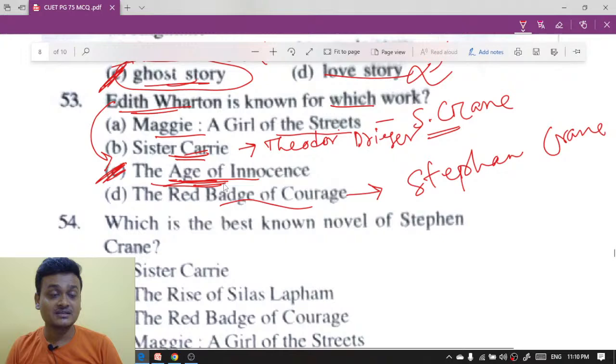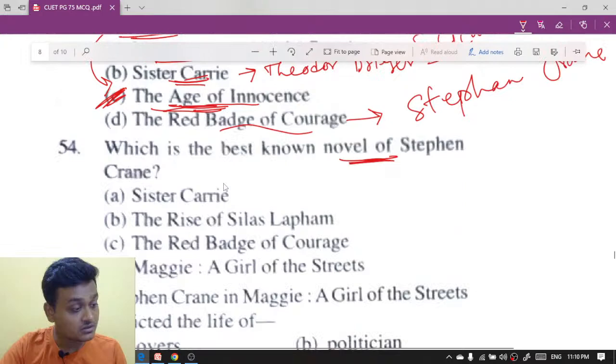Next question. Which is the best known novel of Stephen Crane? The options are Sister Carrie, The Rise of Silas Lapham, The Red Badge of Courage, Maggie, A Girl of the Streets. So Stephen Crane's best known novels are actually these two, The Red Badge of Courage and Maggie, A Girl of the Streets. Okay, the question is wrong here.